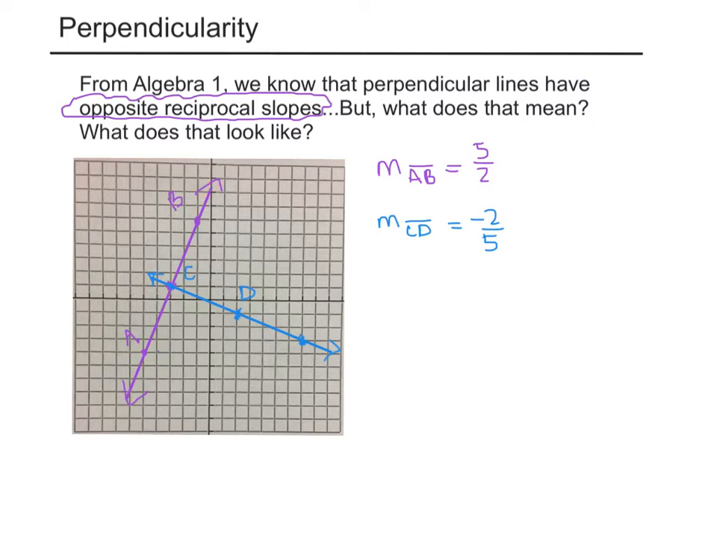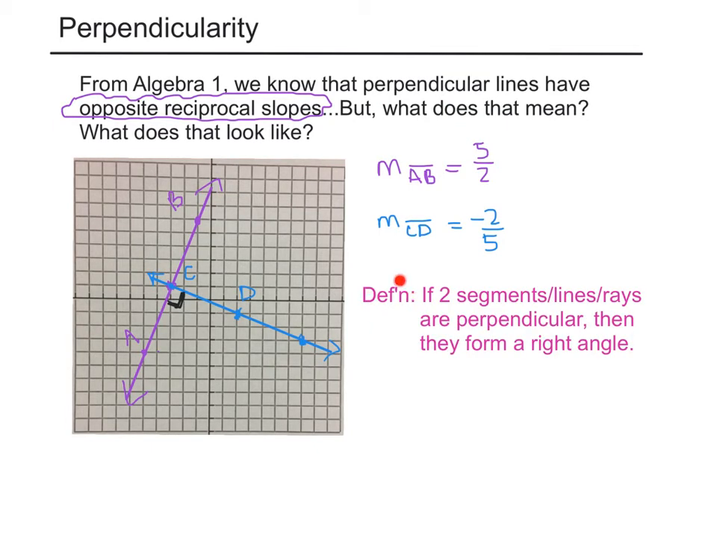Here's my positive slope. It is going up and to the right. Here's my negative slope, down and to the right. Okay, these are opposite reciprocal slopes. And looking at the picture, let's bring this back to geometry. Here's what we should see. We should see that these two lines form a right angle.